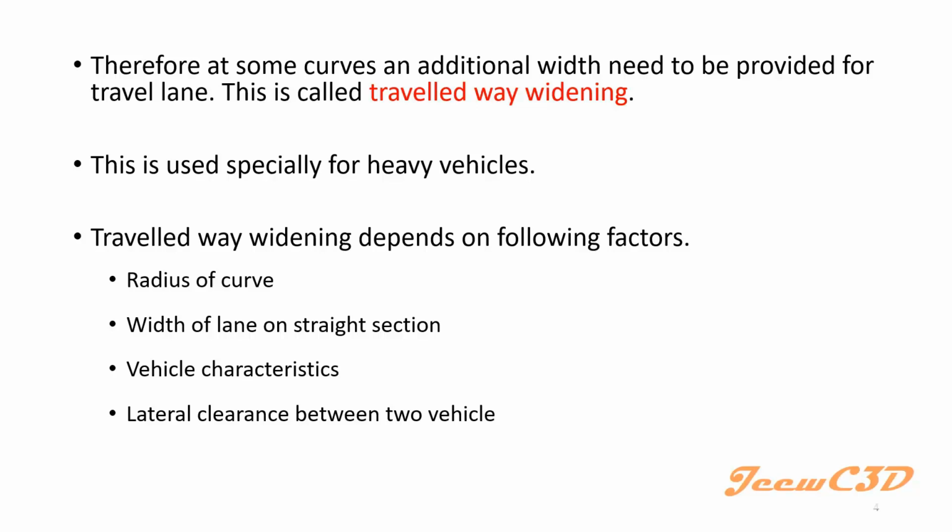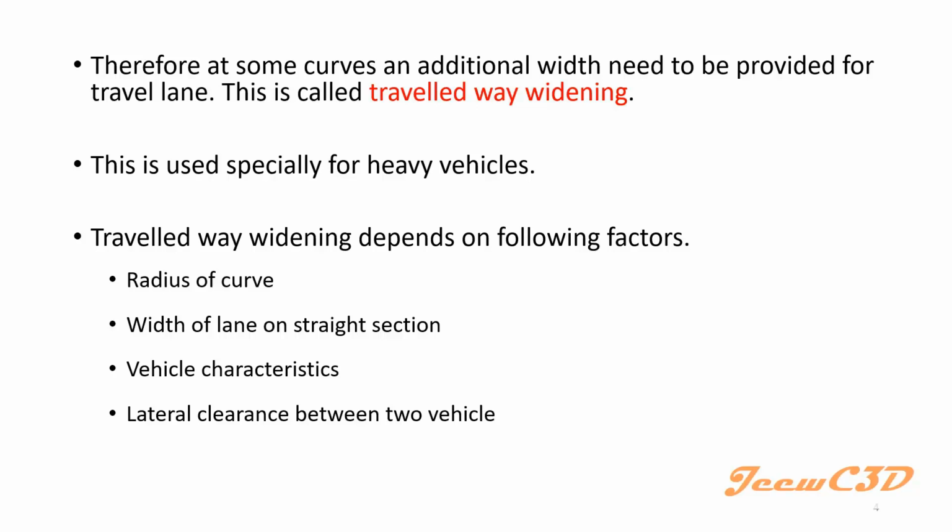Light vehicles such as cars or vans will not be affected by the curve radius, but large vehicles like trucks or buses might go outside the lane when they are traveling on curves, especially sharper curves. This travel way widening depends on 4 factors. They are the radius of the curve and the width of the lane in the straight section.